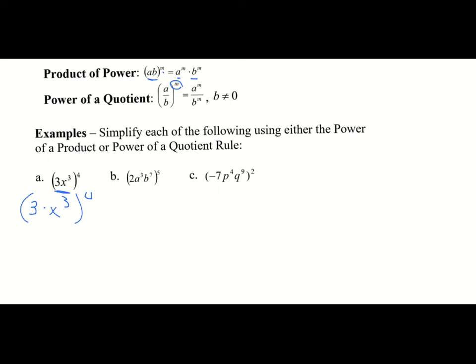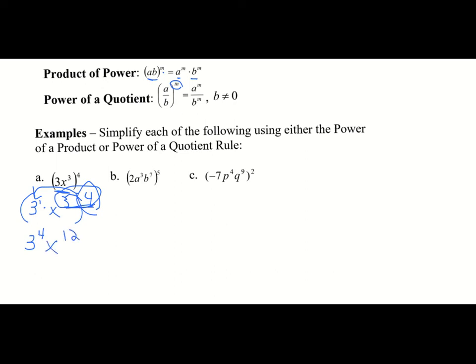So using the power of a product rule, we're going to distribute that 4 to each factor. So we're going to distribute it to the 3. And here, it's just 3 to the 1st power, so we're going to make it 3 to the 4th power. And then here, remember, for x we have a 3 and a 4, one base, two exponents. So this is where we use our power rule and we multiply. So that's going to become x to the 12th power.